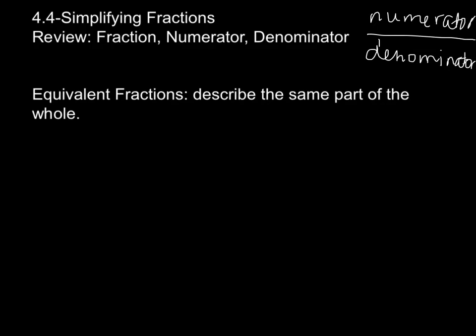Equivalent fractions describe the same part of the whole. What that means is, if I have 3/4, let's say I multiply the top by 3 and the bottom by 3, I would get 9/12. And essentially, that means the same thing. Let me try and explain it in a different way. Let's do 1/4, times 2, and 2/8.